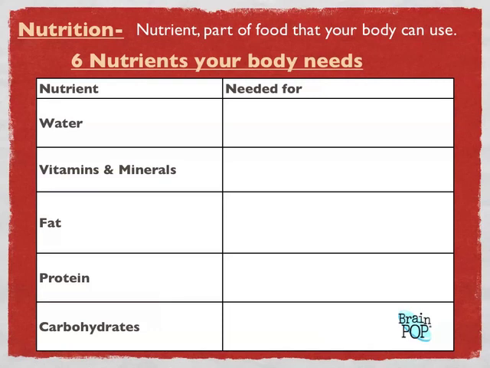We say that there are 6 essential nutrients that we're going to talk about: water, vitamins, minerals, fats, proteins, and carbohydrates. So what we'll talk about is what they are, where they're found, and how they're useful to us.